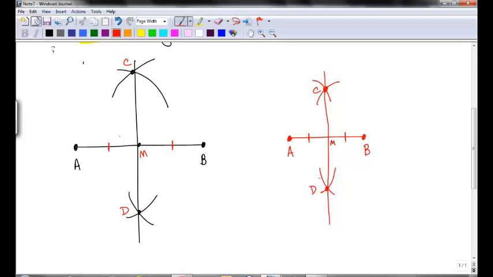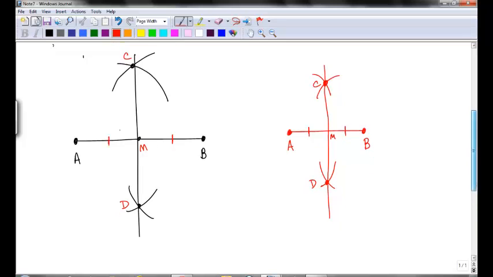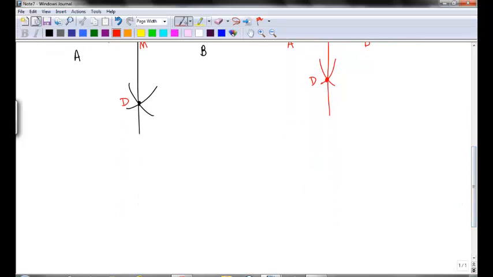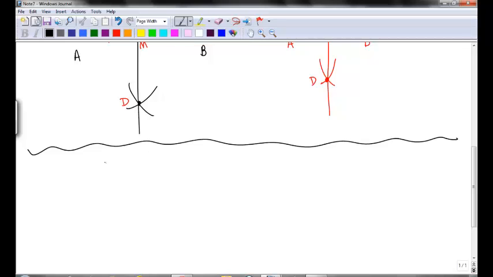Okay, so draw a little separator there. And this is page 39, or on the iPad it's page 130. And this is copy an angle.